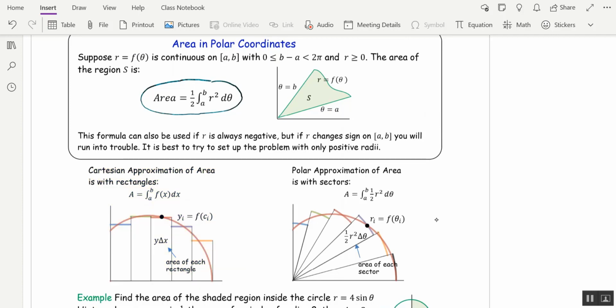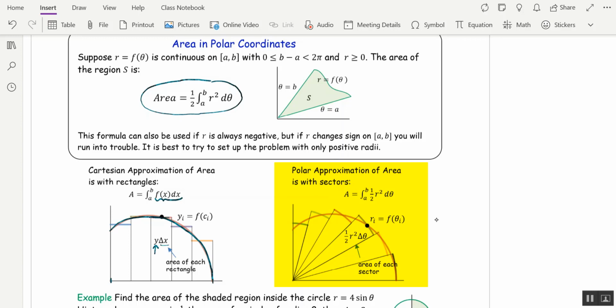If you recall, when we found areas in Cartesian coordinates, we approximated the area under a curve with rectangles. The height of each rectangle was y, and the width was delta x. So in the Riemann sum, we get height times width, the integral from a to b of f of x dx. And a and b reflect the places on the x-axis where the region begins and where it ends.